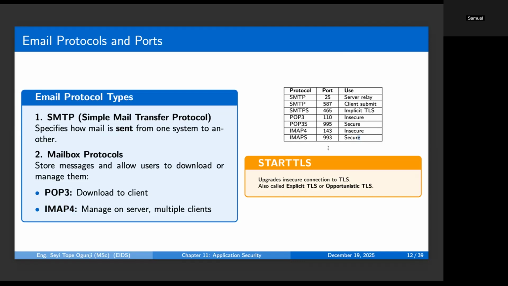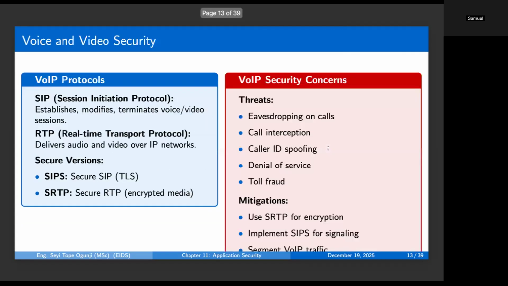It's also called explicit TLS or opportunistic TLS, meaning that you start in a normal way, but along the line you switch over to secure communication. Unlike implicit, which is designed into the system from the go, with explicit, it is upgraded as a need arises in the communication processing. And that's what we call STARTTLS.